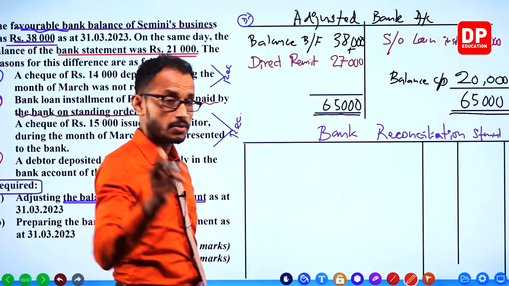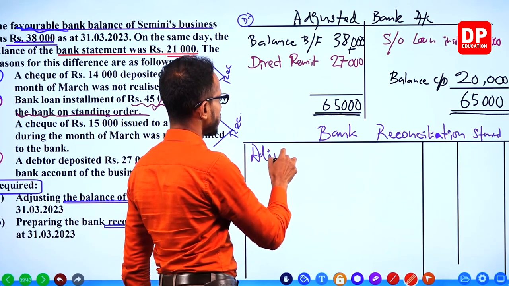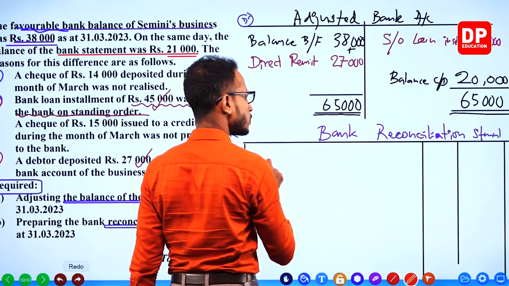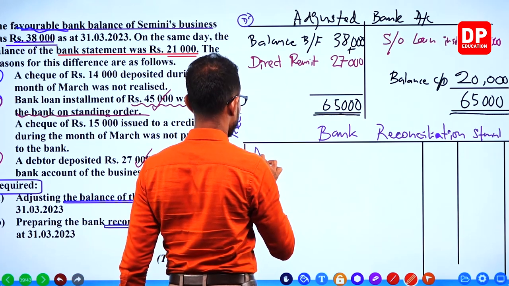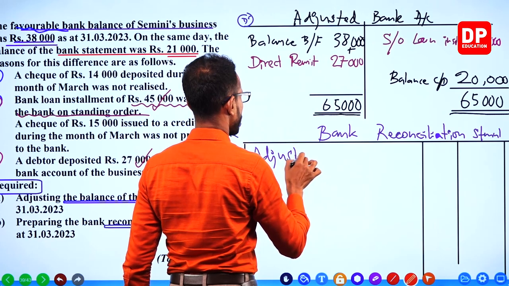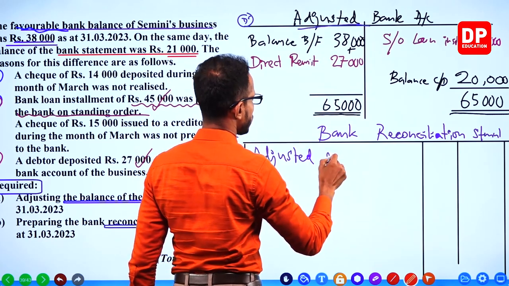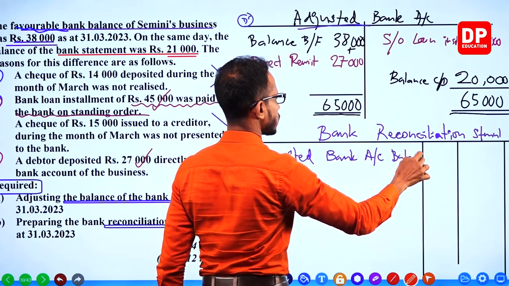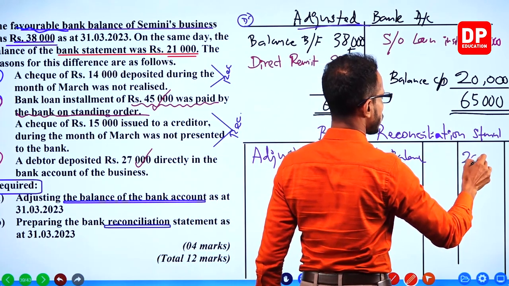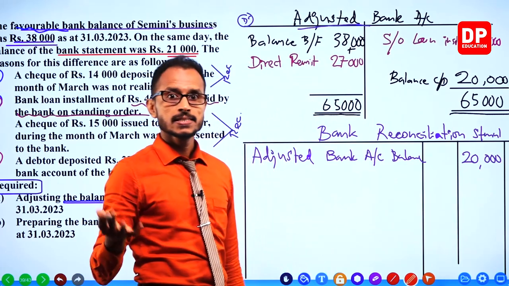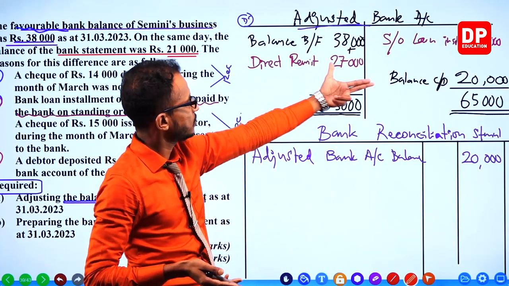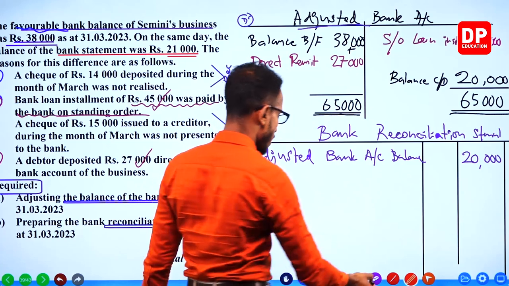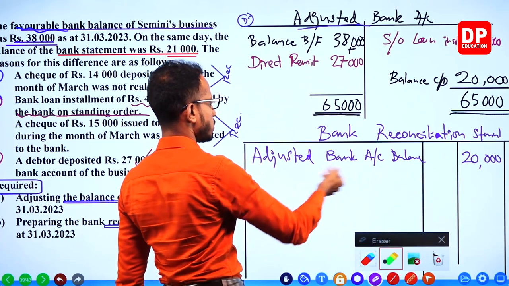You start the bank reconciliation statement with the adjusted bank account balance. It's 20,000, right? That's what we calculated all this time we were doing this. Yeah, 20,000. Adjusted bank account balance, 20,000. Or you can write balance as per adjusted bank account.